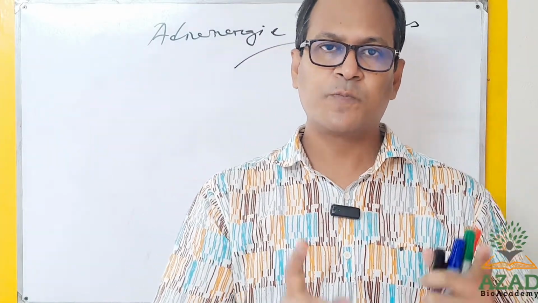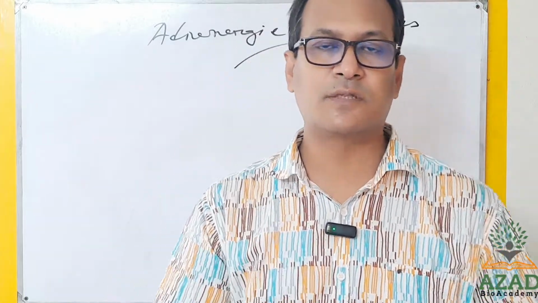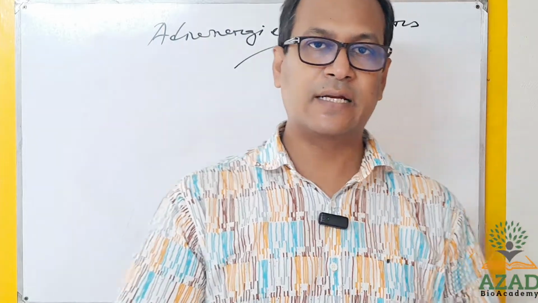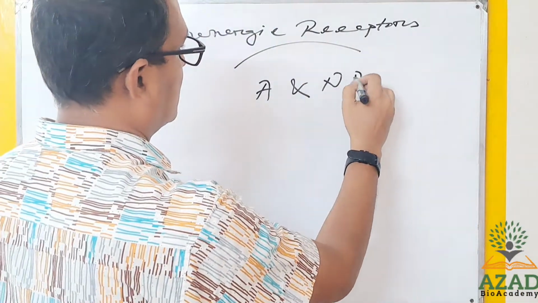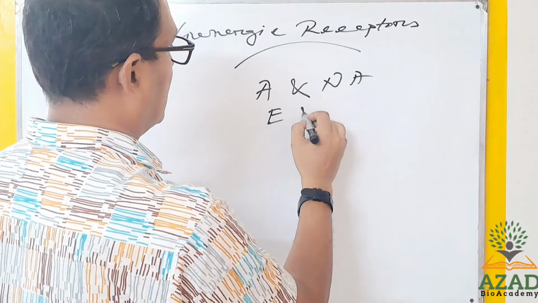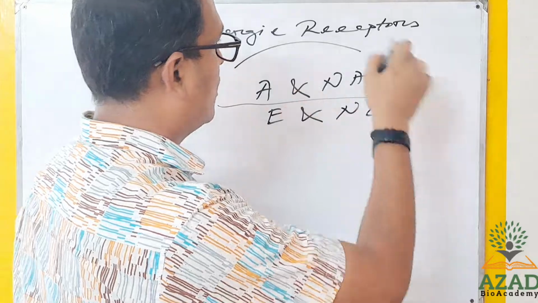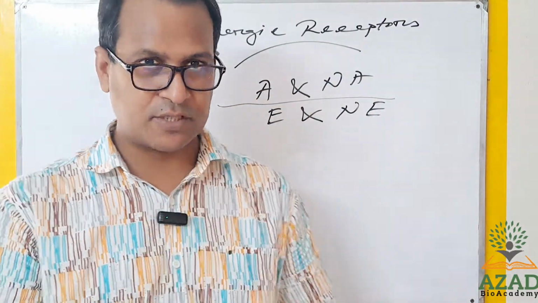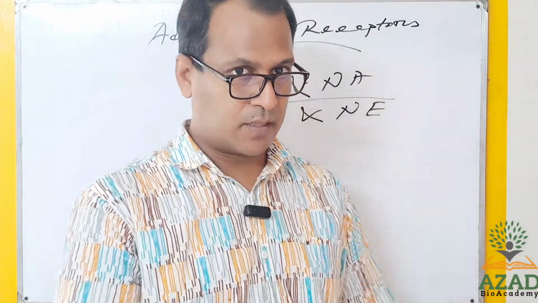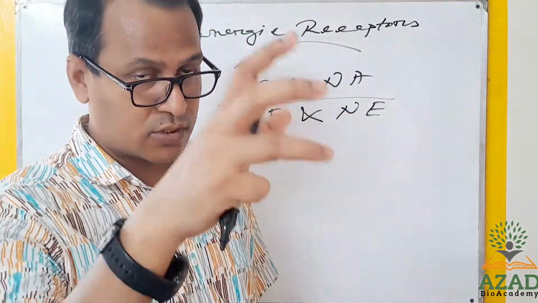Okay, so that nervous system is the sympathetic nervous system, and the master molecules of the sympathetic nervous system are adrenaline and noradrenaline. That means epinephrine and norepinephrine. These are the master molecules of your sympathetic nervous system. You can precisely call them adrenergic neurotransmitters.